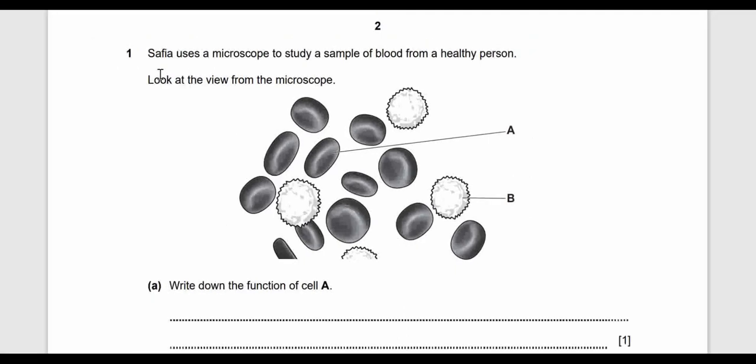Here we go. In number 1, Safia uses a microscope to study a sample of blood from a healthy person. Look at the view from the microscope. Write down the function of cell A. 10 seconds from now. 10, 9, 8, 7, 6, 5, 4, 3, 2, 1, 0. Let's open up the answer.